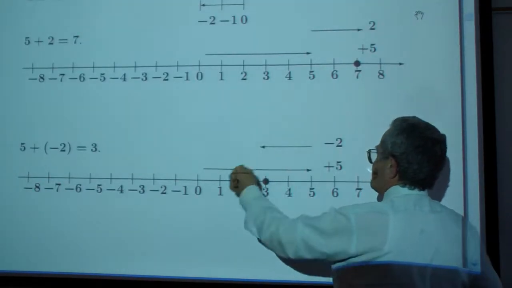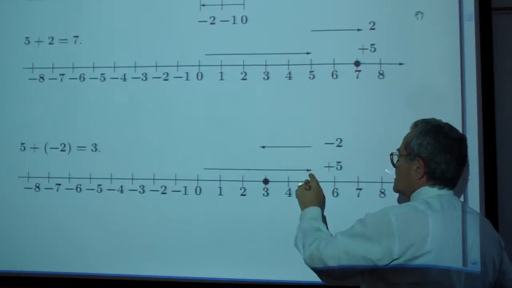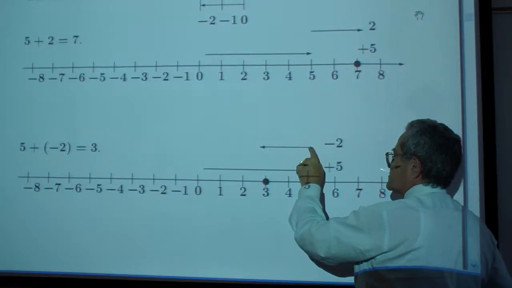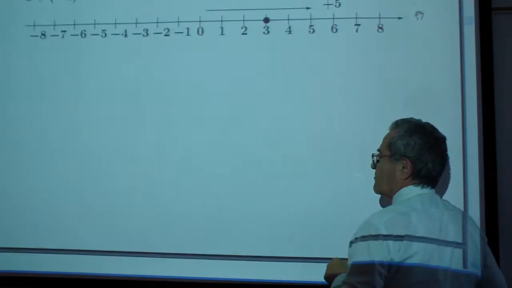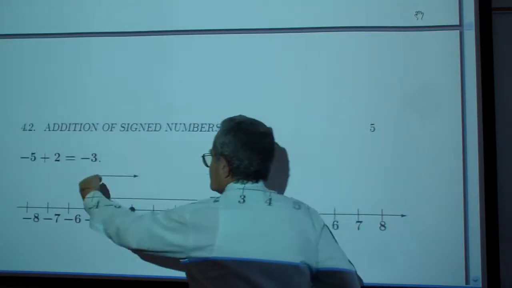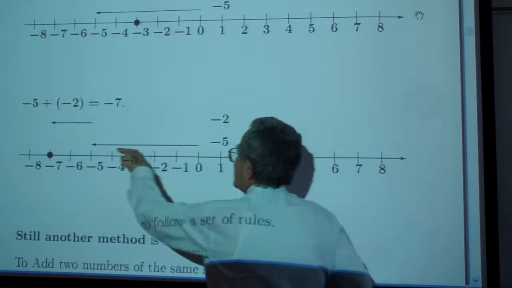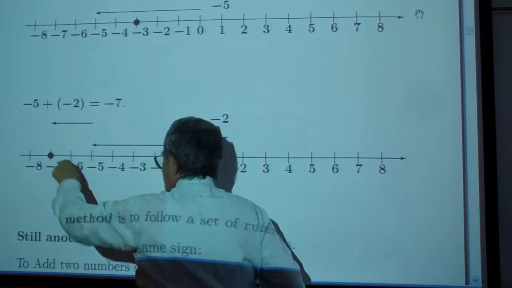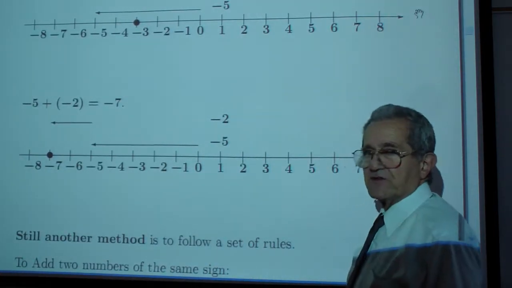An arrow that is 5 units long, and then one that is -2. So at the end here you have the start of this one, and it ends at 3. You have -5 plus 2 ends at +3. You have -5 plus -2 ends at -7. You like this method? Be my guest.